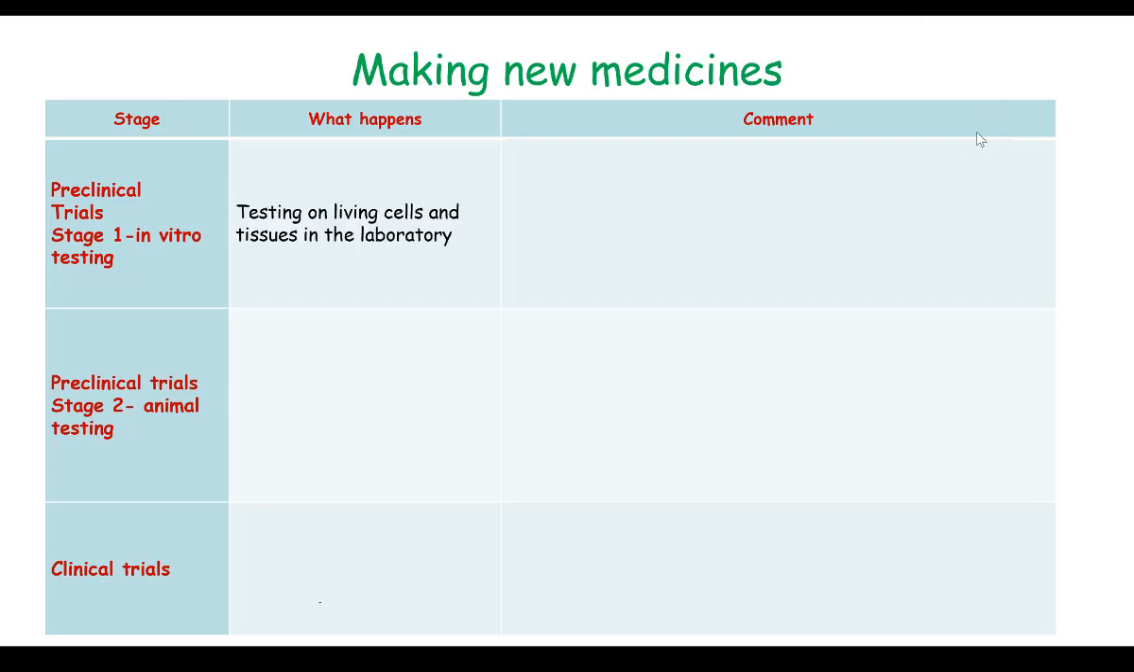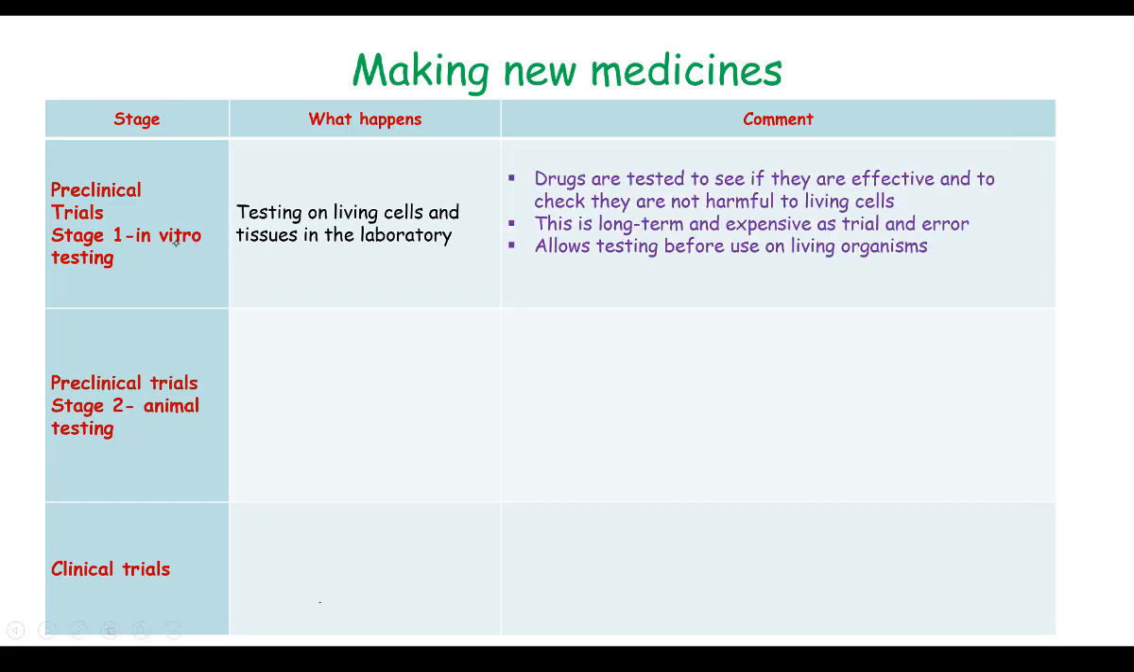Firstly, in the first stage, in vitro testing takes place. Now, in vitro means in glass. So this is where you take the cells, living cells and tissues in the lab, and you test the drugs on them. So you basically want to see if the drugs are harmful to the living cells. It's long-term and expensive because it can be trial and error, and it allows testing before use on living organisms.